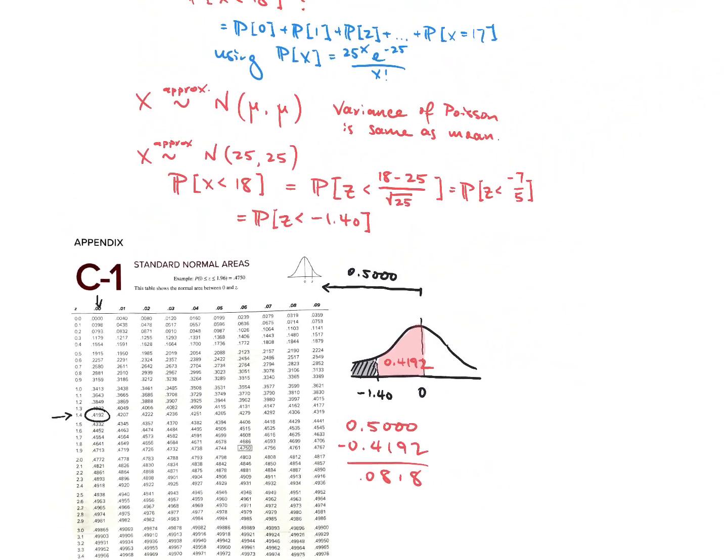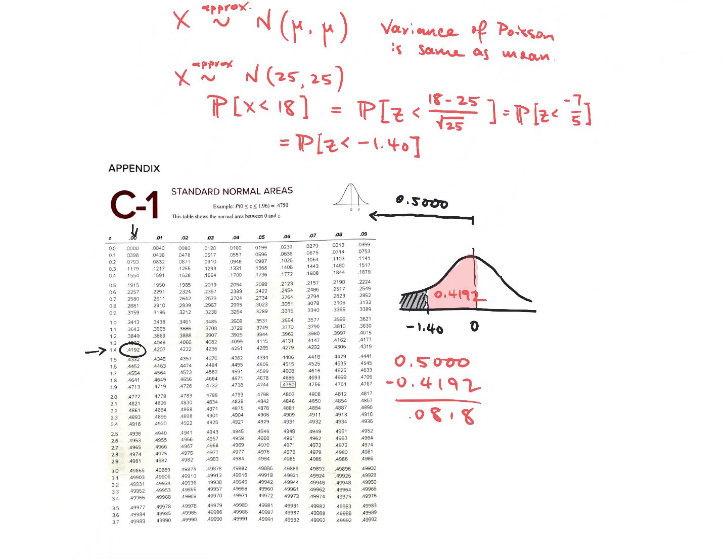Probability of fewer than 18 customers is equal to 0.0818. Questions? Yeah. 8% chance, yeah. Or an 8.18% chance, yeah. Okay. We good on this?